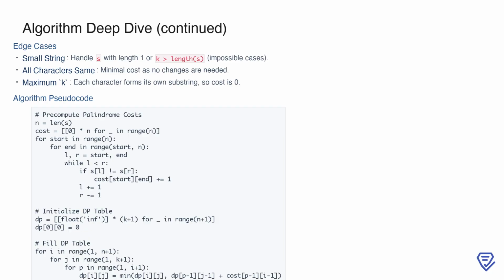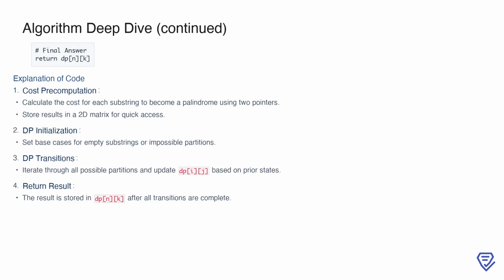a cost of 0. Now, looking at the pseudocode, we first pre-compute the costs for converting substrings into palindromes using the two-pointer technique. This involves iterating over all substrings and counting mismatches between characters at the start and end. Next, we initialize the DP table with appropriate base cases. Finally, we fill the table by iterating through all possible partitions and updating DP[i][j] based on prior states and pre-computed costs. The final step of the algorithm is to return the value stored in DP[n][k], which represents the minimum cost to partition the entire string S of length n into exactly k substrings.